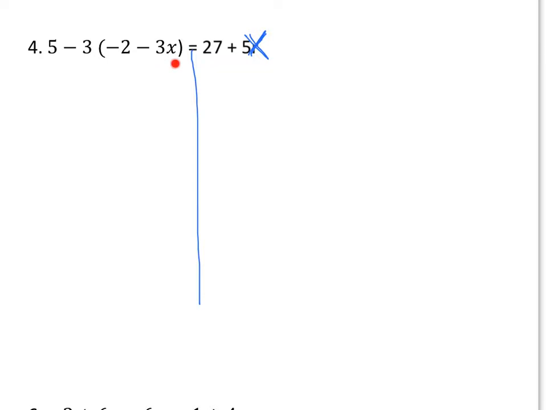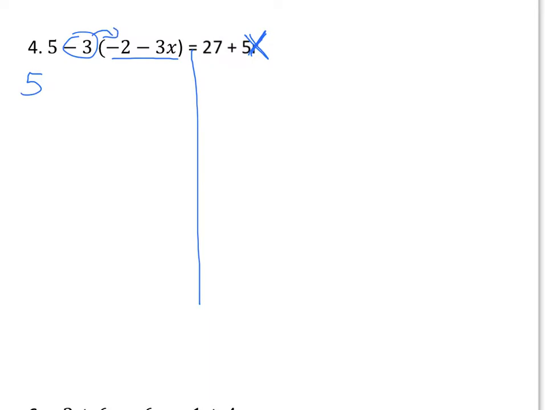I want to get rid of these parentheses. Question is, what do you distribute? You're going to distribute this -3 first. So this 5 is hanging right there. I'm just going to bring the 5 down, and I'm going to distribute -3 to this -2 minus 3x. So usually when you have parentheses, the first thing you're going to do is get rid of that shield, break down that barrier by distributing.